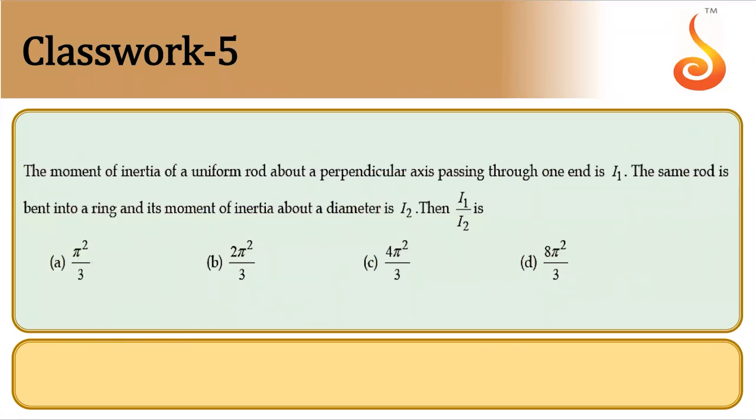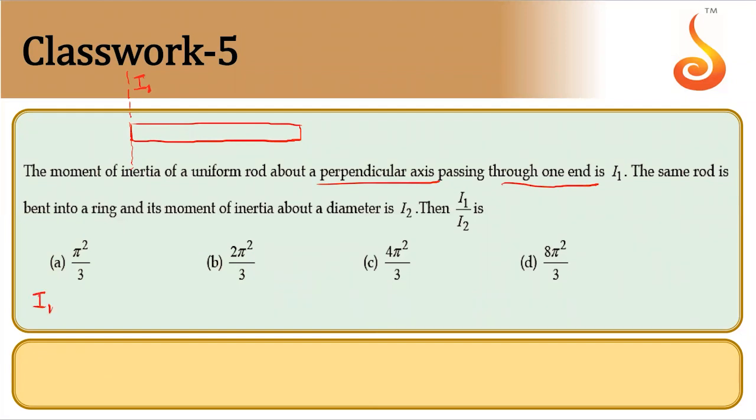The moment of inertia of a uniform rod about a perpendicular axis passing through one end is I1. The same rod is bent into a ring and its moment of inertia about its diameter is I2. Then I1 by I2 is? See, what is this I1? This is a direct question. So there is a rod. The moment of inertia of a rod about a perpendicular axis passing through one end. So the axis should be perpendicular to the length and it should be about one end, right? So the moment of inertia about this one is I1.